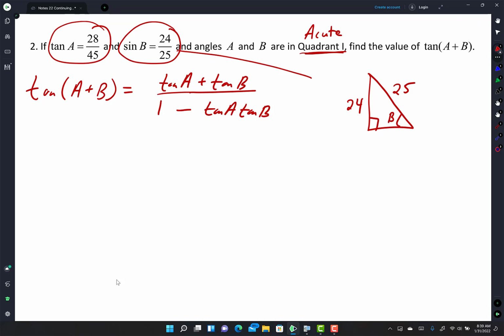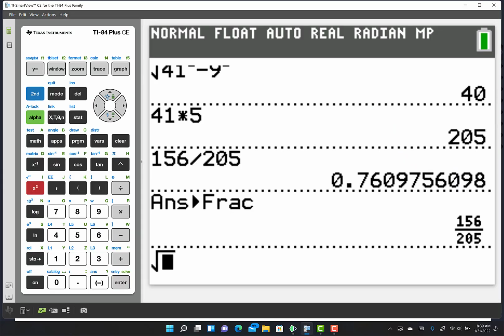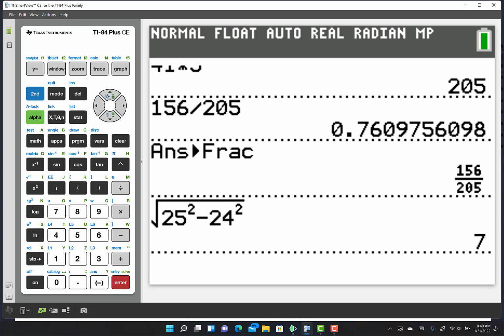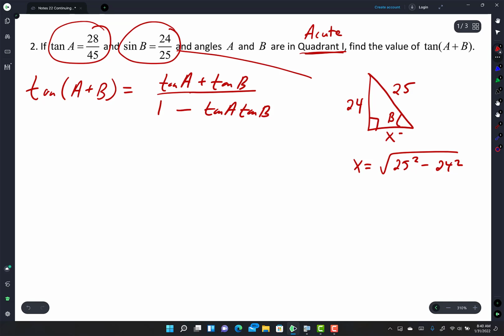I need to figure out what this length is down here. I want to say that this is another special one, but you know what? Let's just do it. 25 squared minus 24 squared. I'll take my calculator, and here we go. Square root of 25 squared minus 24 squared, enter. So yeah, it is, it's 7. So what is tan B? Remember the tan is opposite over adjacent. So 24 over 7.